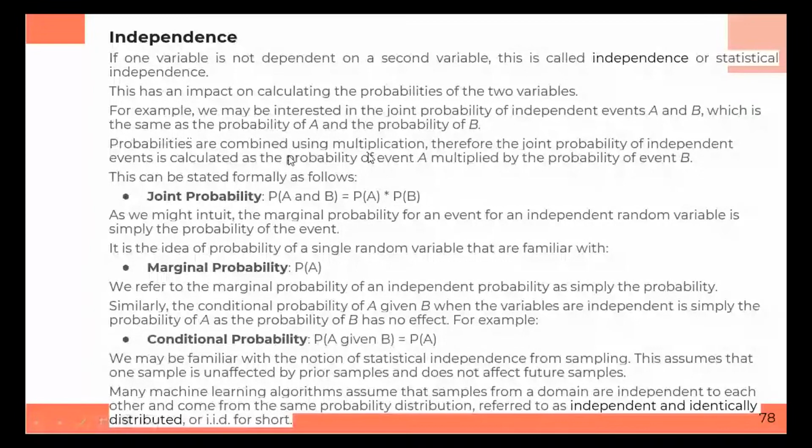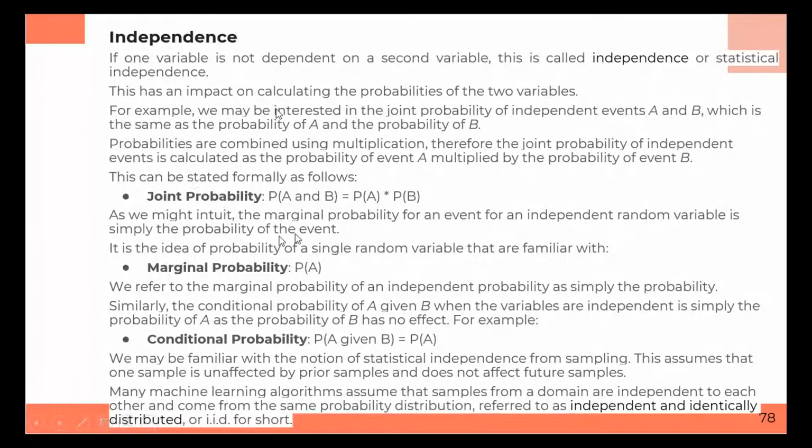Therefore, the joint probability of independent events, like event A and event B, two independent events, is calculated as the probability of event A multiplied by the probability of event B. Where did we see this? In joint probability, we saw the product. This is what they are telling, that we are going to multiply. Okay, joint probability is this one.